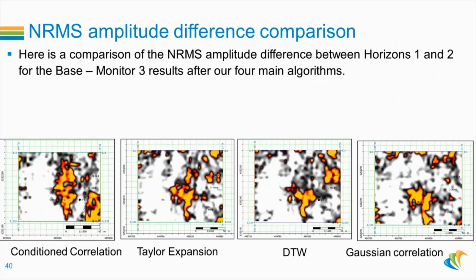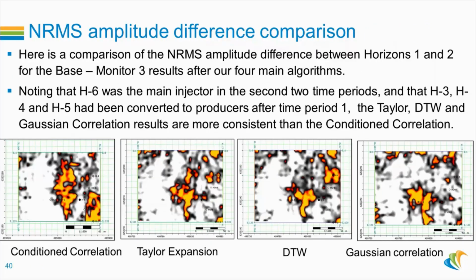Okay. Then when we look at the normalized root mean square amplitude difference, again what's very nice is that Taylor expansion, the dynamic time warping, and the Gaussian correlation are all quite consistent, and condition correlation shows some extraneous anomalies. So I would probably pick one of the other ones as my product. In fact, because the Gaussian correlation has all three components computed and applied, it's probably the most scientifically robust or most advanced method. So again, here are the wells.